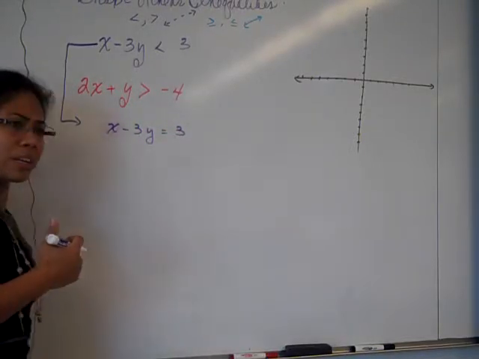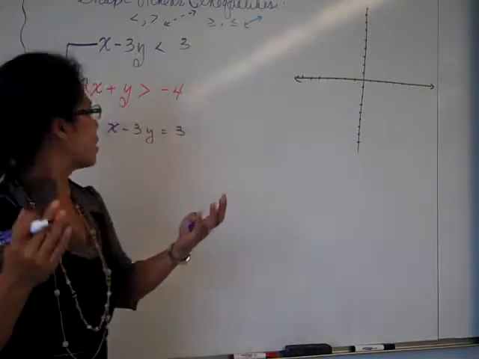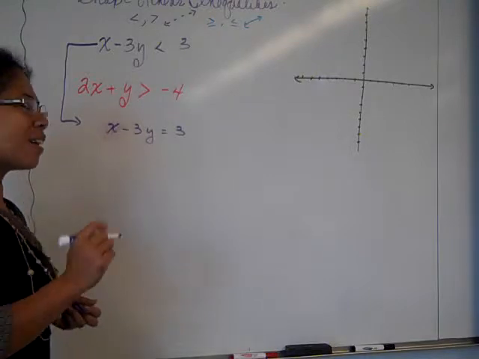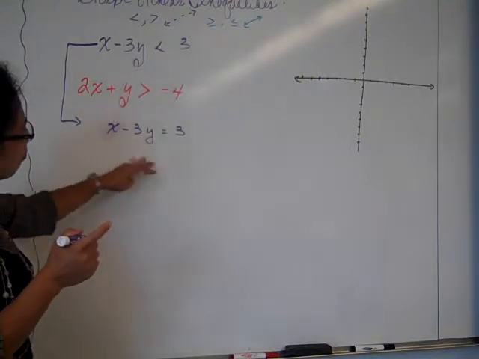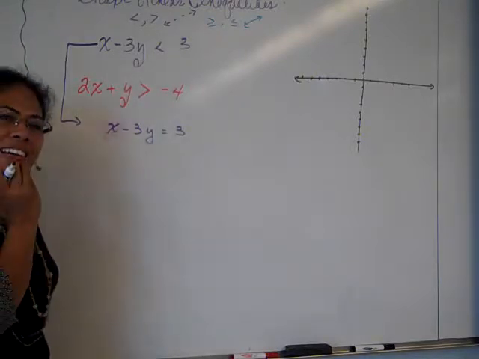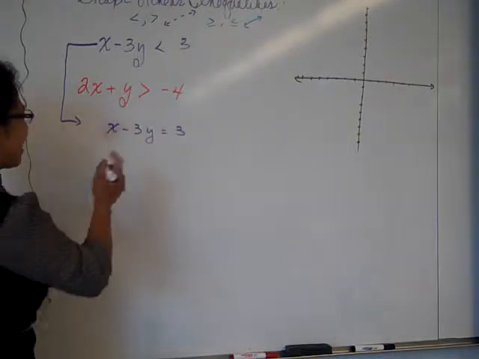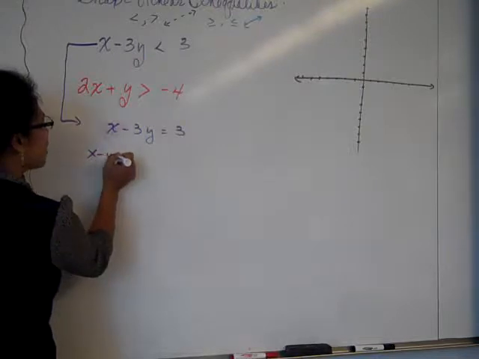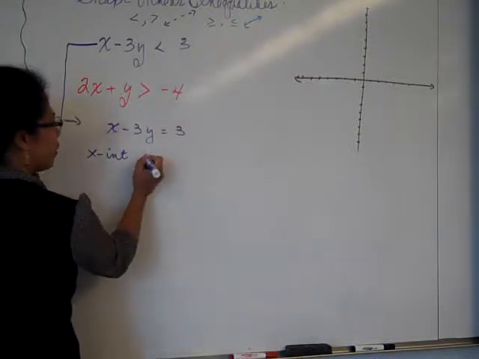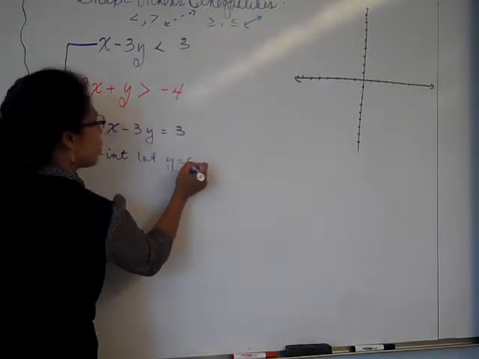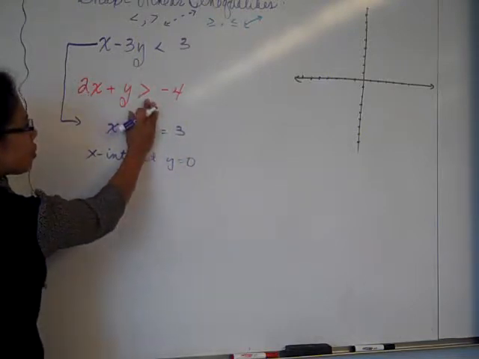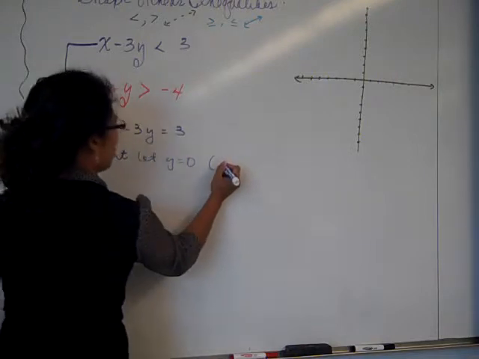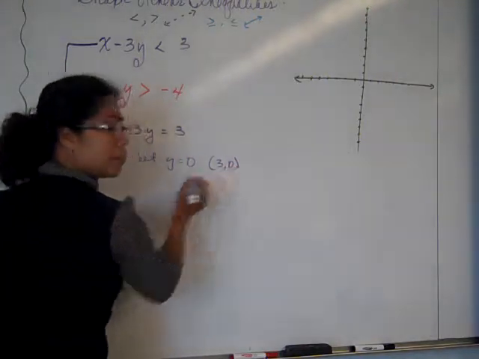How do you want to graph? Do you want to graph by plotting point, x and y intercept, or slope intercept form, whatever you like? Okay, she likes plotting. I could do x and y intercept, huh? Let's graph the purple one by x and y intercept. To find x-intercept, what do I do? Let y equal to 0. So when y equal to 0, what's x? 3. So here's your first point. Your first point is 3, 0.